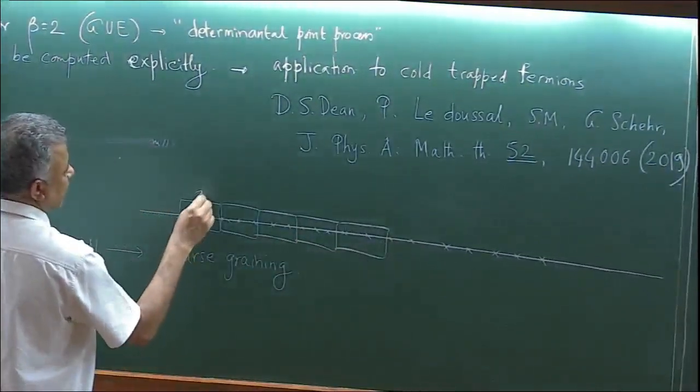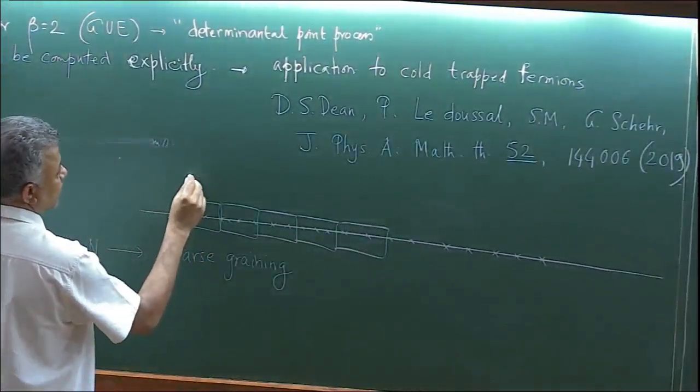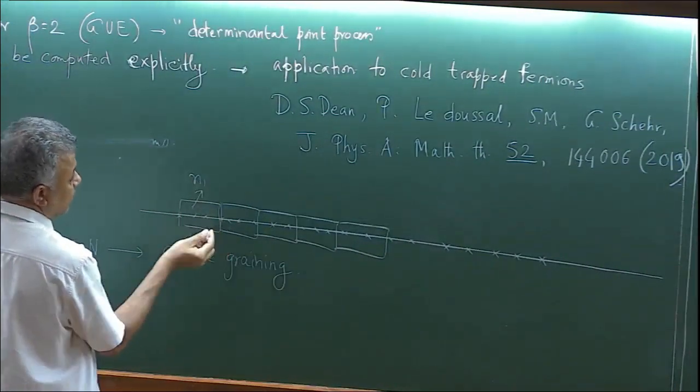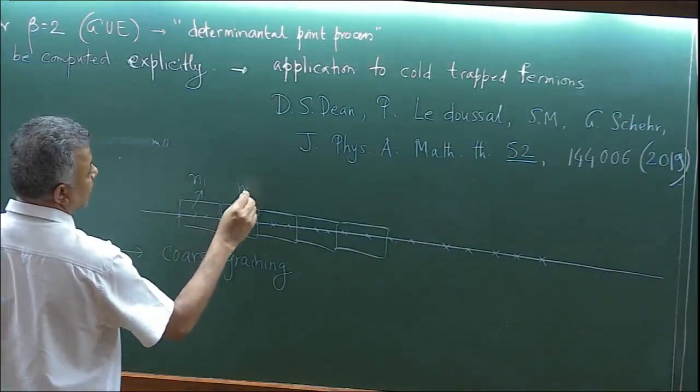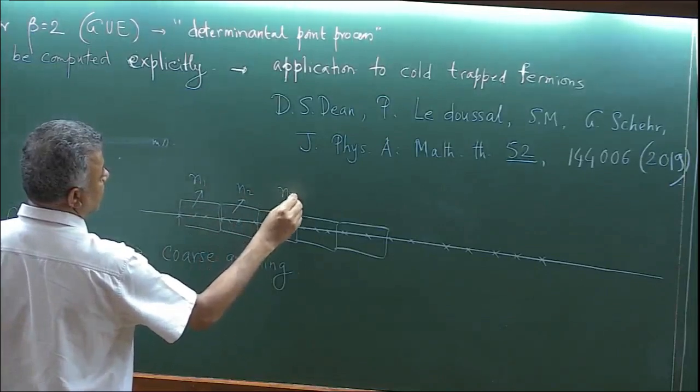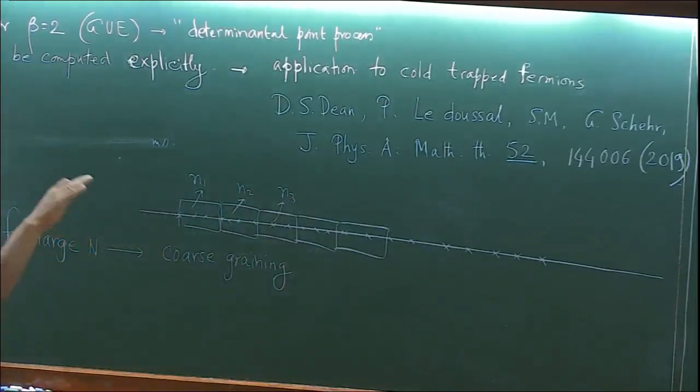And I specify the local density. That means I specify how many particles are there in this little box, how many particles are there in this little box, how many particles are there in this little box, and so on. So this N1, N2, N3 is roughly giving me the density profile, the macroscopic density profile.